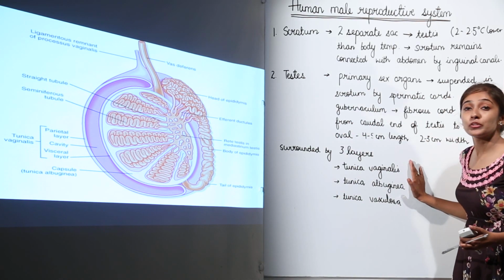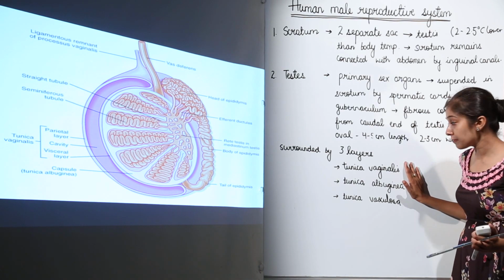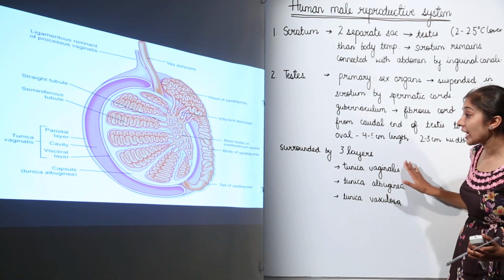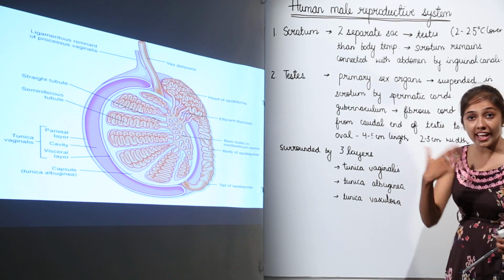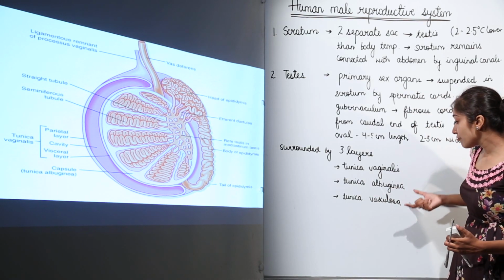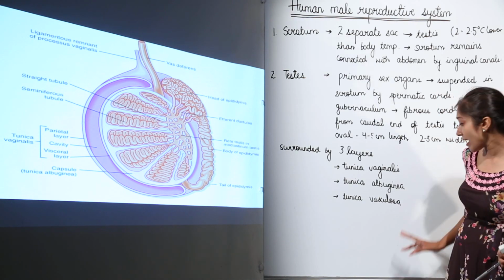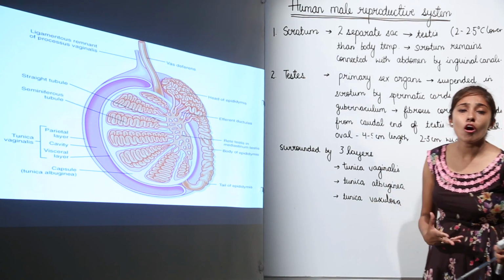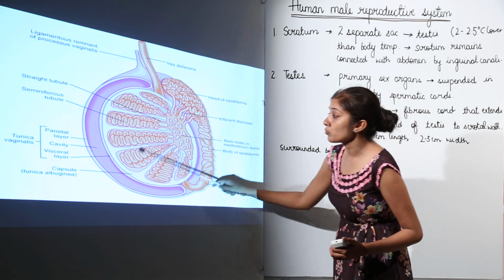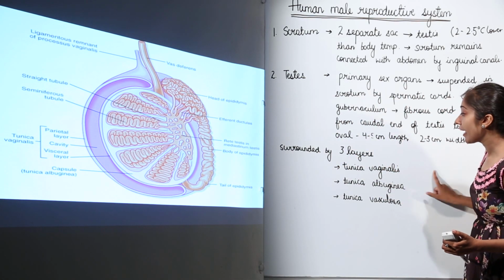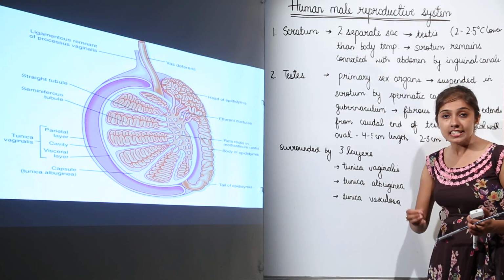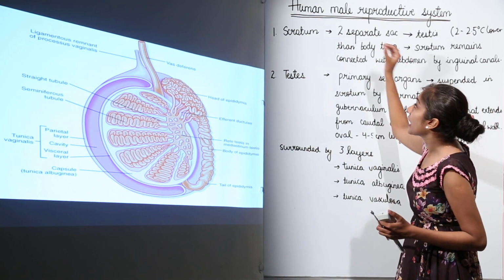So we have three layers that surround the testis. Remember, we have Tunica vaginalis, the outer one, then Tunica albuginea, next to Tunica vaginalis, then Tunica vasculosa. Remember from vasculosa that there is a network of capillaries. So this is about the three layers that surround the testes of the male reproductive system.